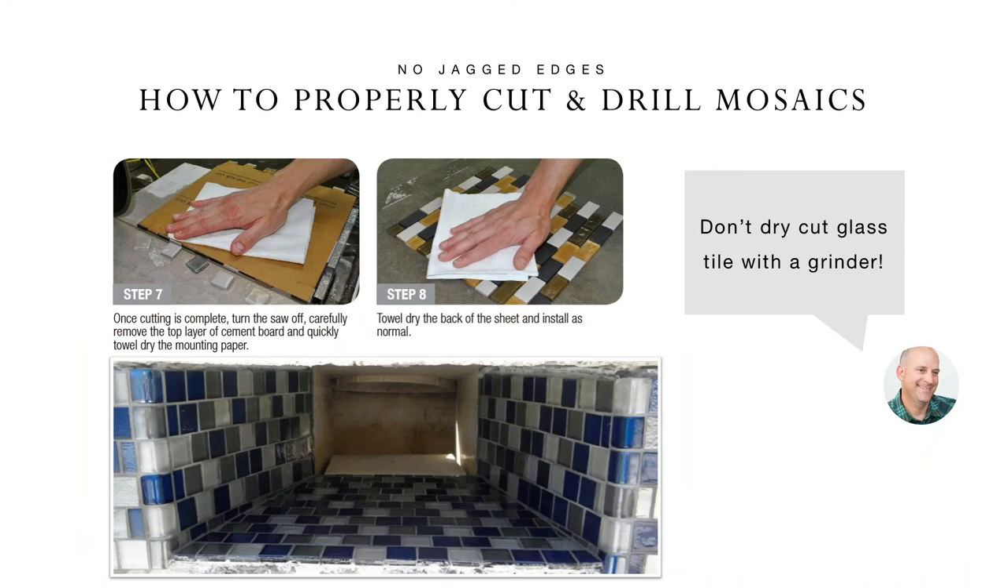So once you turn off the saw, you're going to lift up the cement board. There'll be about a half to three-quarters of an inch of water on the paper. You're going to dry that off. You're going to flip the tile over on a flat surface and wipe the back. It's really important to not take wet tile and put it over thin set. It interferes with the bond.